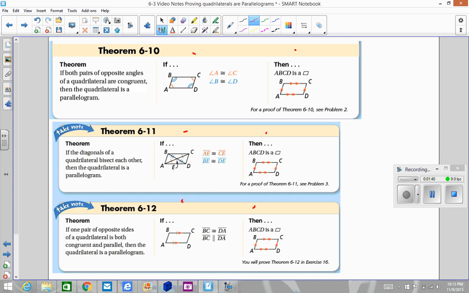And then finally the last piece says if one pair of sides of a quadrilateral is both congruent and parallel, this is an interesting one. If one pair of opposite sides are both congruent and parallel, then it is a parallelogram. So one side is parallel and congruent. This is the one that people forget all the time, so watch out for that one.